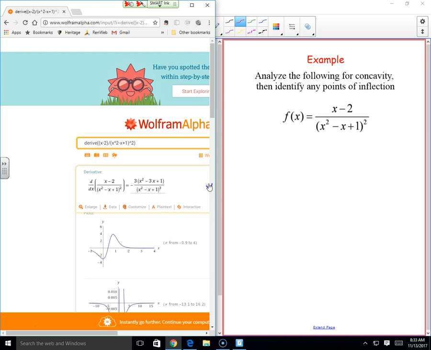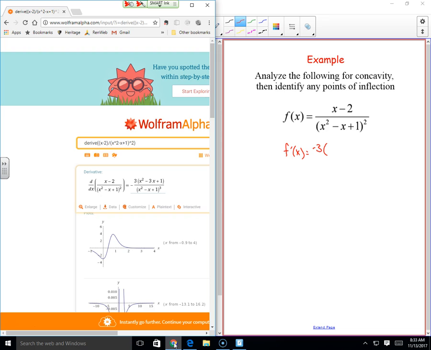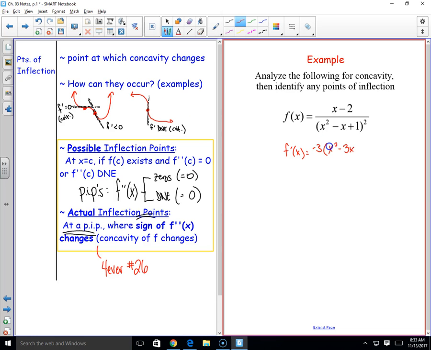Our first derivative we end up with f prime of x equals negative 3, x squared minus 3x plus 1 all over x squared minus x plus 1 quantity squared. Okay, but the dilemma is, what else do we need?